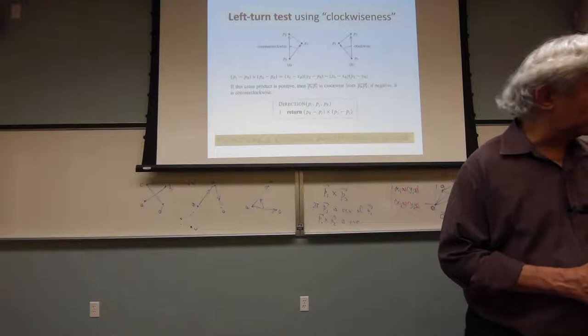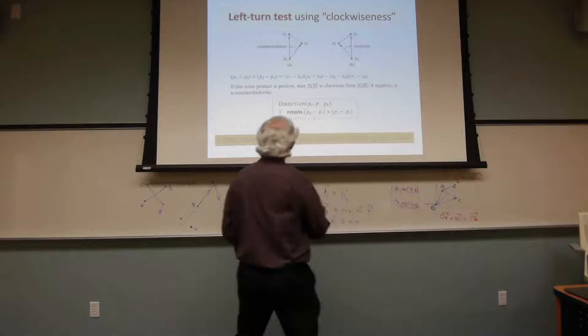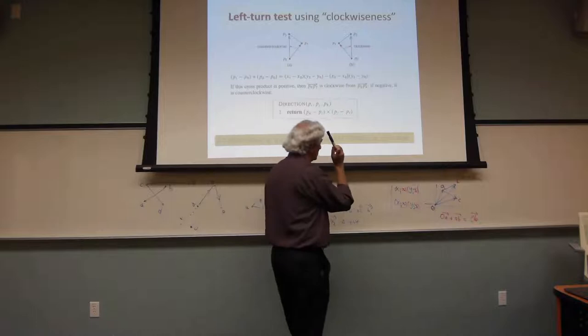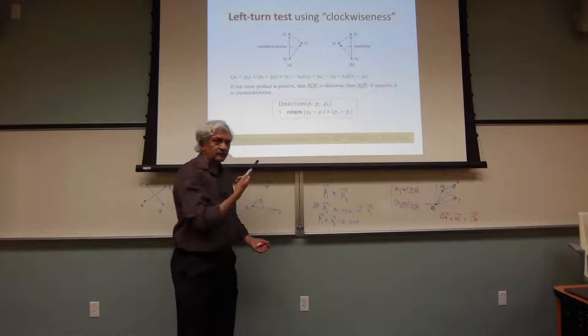What can I explain? So the notation is PI to PJ and then PI to PK, not PI to PJ to PK? The direction question is driving from PI to PJ and then going to PK. The left turn also is the same question, except that here you're going to get clockwise or counterclockwise. Here you're going to get a turn.